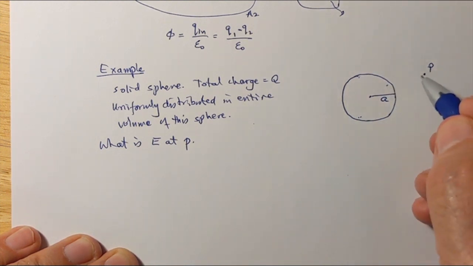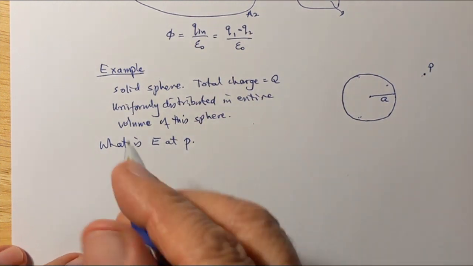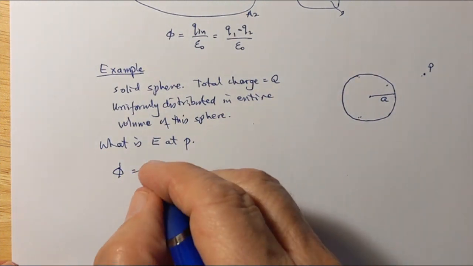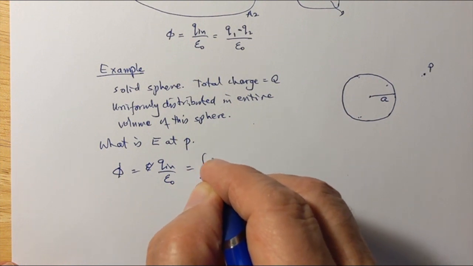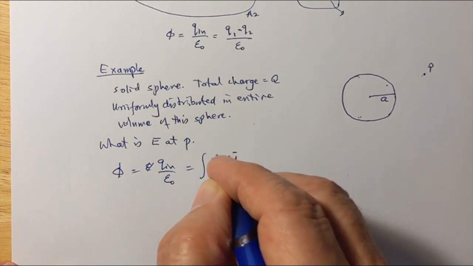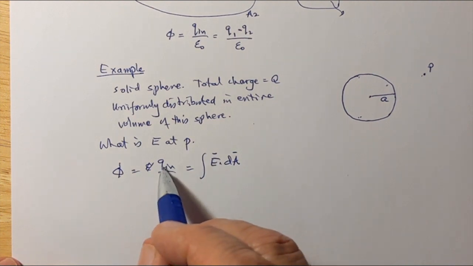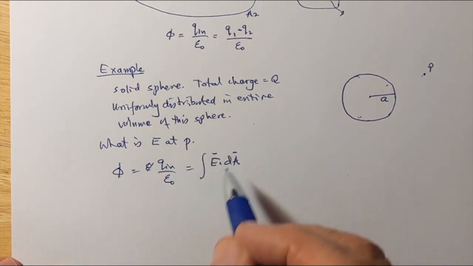The charges that are closer will have 1 over r square, so they will have a strong effect. Those which are further away would be weaker. So in order to solve this, we use Gauss's equation, and that is that the flux is Q in over epsilon naught, and that is the integral of E dot dA, and that's the E that we want to find. Epsilon naught is easy, but we need to find the other things.